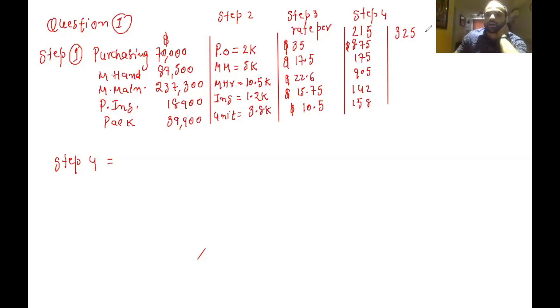All right? And how about job 325? How much is job 325 purchasing? 280. 280 for purchasing. Material handling 70, right? And machine maintenance 1356. Product inspection 47, right? And packaging is 63, right? And you have to add them all. So total, this is your step four.